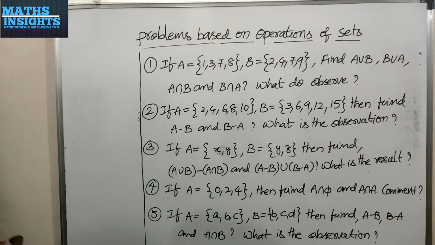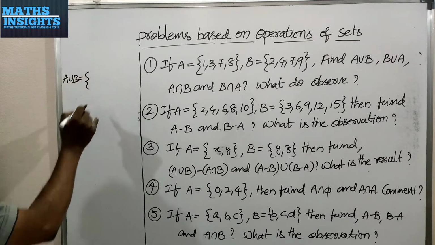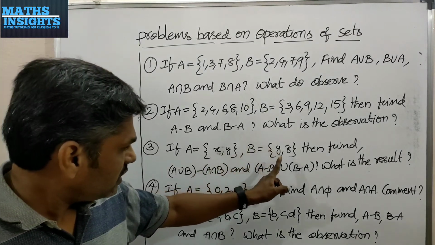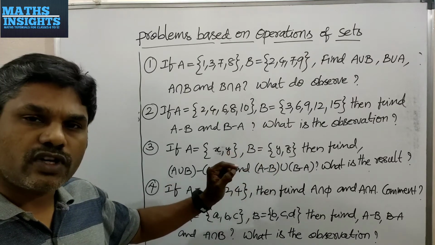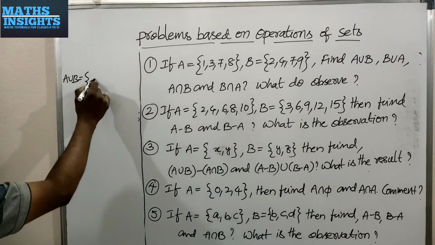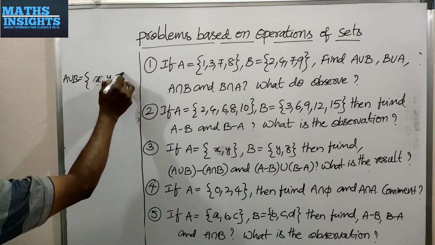So first I will find A union B. A union B you know very well, writing all the elements of A and B. See X, Y, Z. Y is repeating in both A and B, therefore it should not be written twice. So I will write it only once: X, Y, Z.